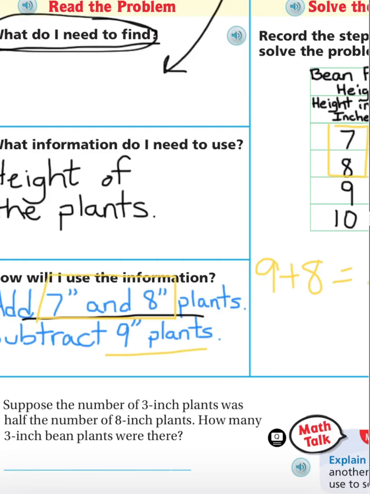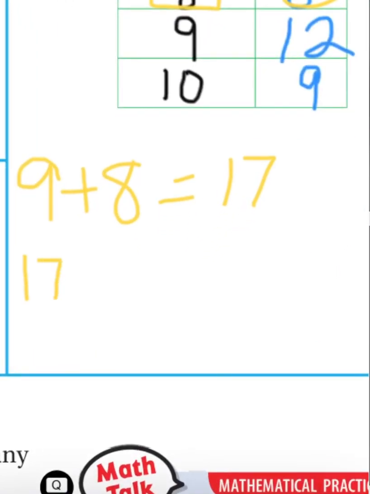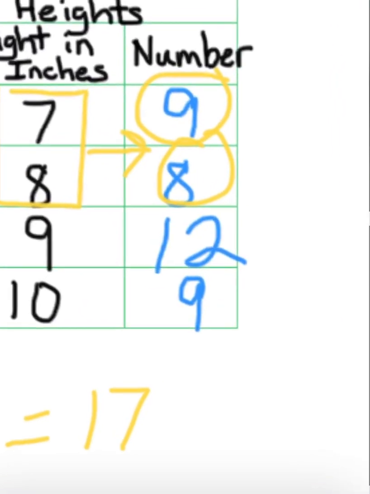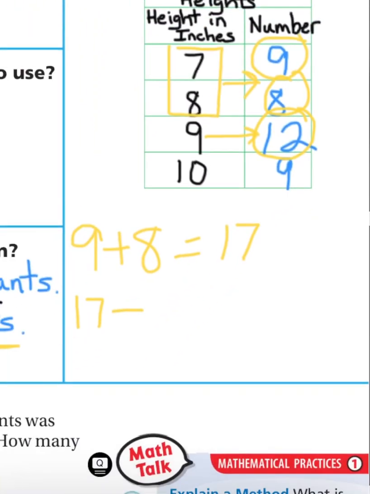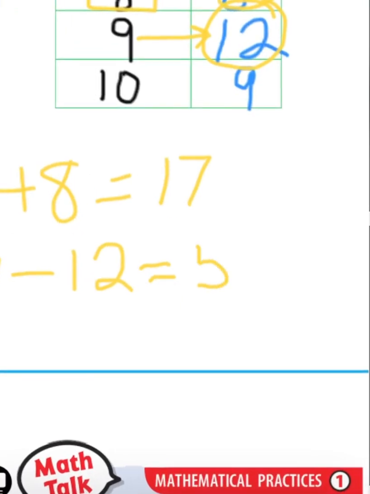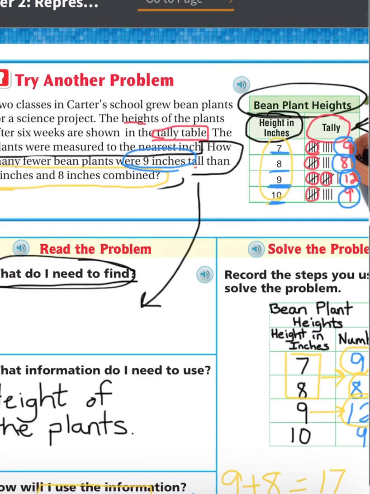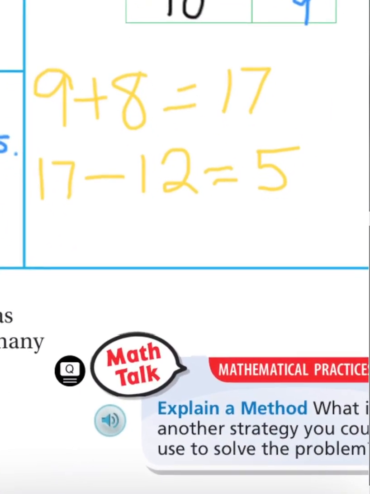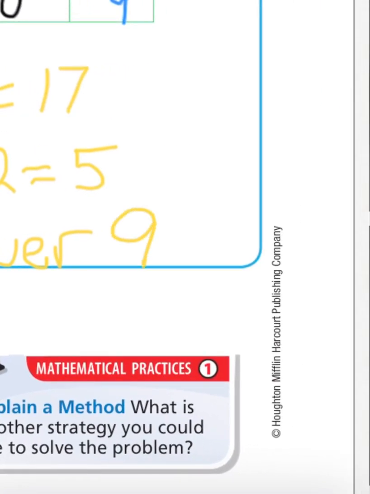Now we have to subtract the number of 9-inch plants we have. So we have 17 minus, how many 9-inch plants do we have? We have 12 plants that are 9 inches tall. So 17 minus 12 equals 5. And so the question was, how many fewer bean plants were 9 inches tall than 7 and 8 inches combined? We have 5 fewer 9-inch plants.